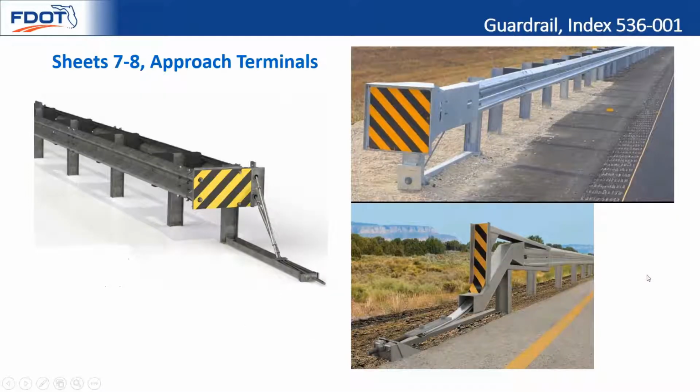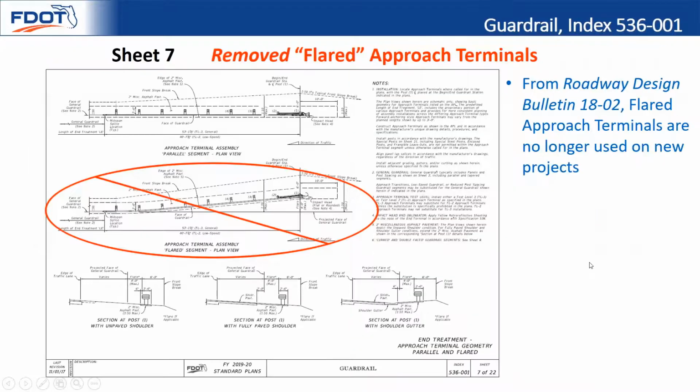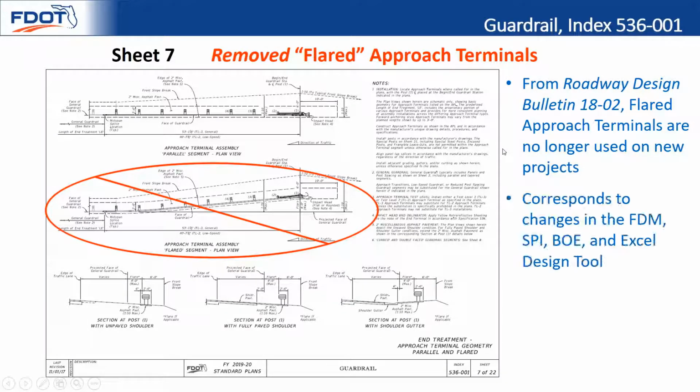Okay, so sheets 7 and 8 now, we're getting into talking about our approach terminal. We're showing some of our approach terminals on the APL. And so looking at sheet number 7, which is our standard for approach terminal, we've removed the flared approach terminal option now. That comes from Roadway Design Bulletin 1802 requirement. They're no longer used on new projects.